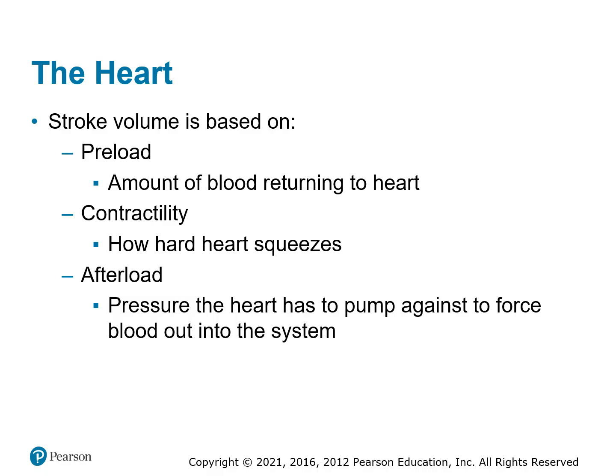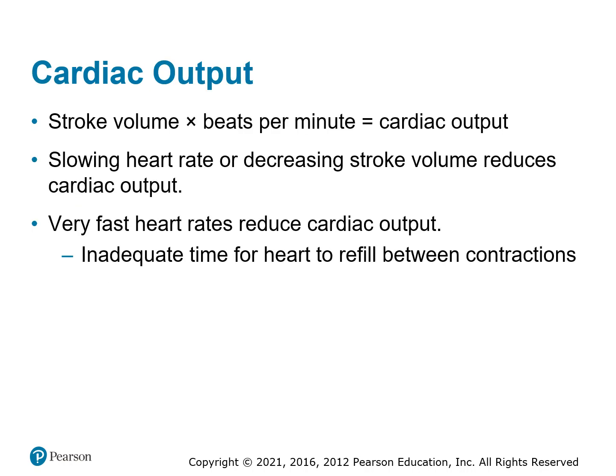But the preload is pretty important. The more we can load our heart, it's like a rubber band. If we can stretch that heart muscle really far with good filling, it's going to push farther and harder, and you're going to have a good amount of cardiac output with that. So cardiac output is our stroke volume times the beats per minute. What is the average heart rate for an adult? 60 to 100 beats a minute is considered normal.